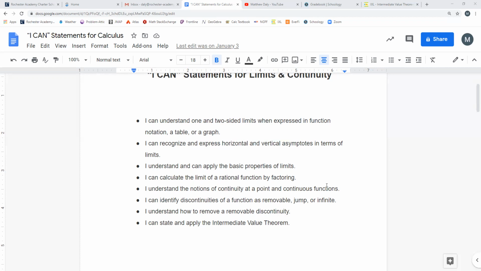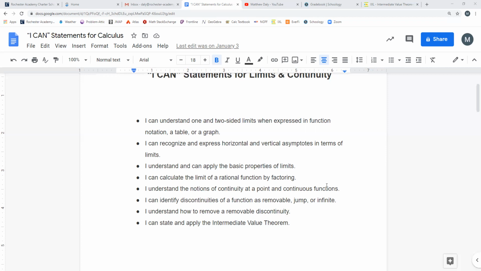I can identify discontinuities of a function as removable, jump, or infinite. So remember, when we're looking at graphs, a removable discontinuity is where we had an open circle in the middle of an otherwise continuous function. So that was a removable discontinuity because you could just fill in that circle by making a piecewise function that was defined where that open circle was.